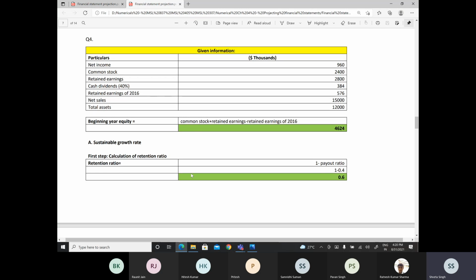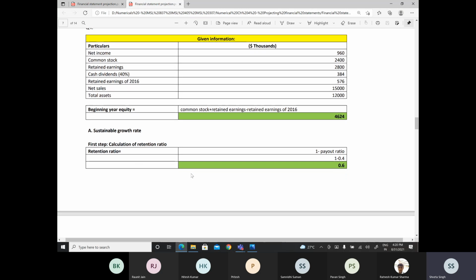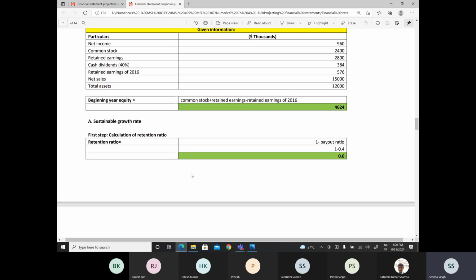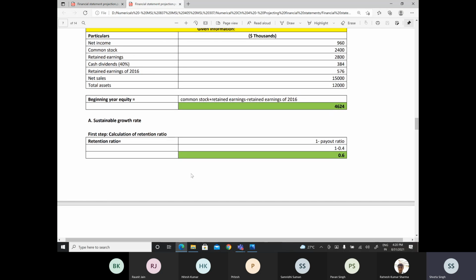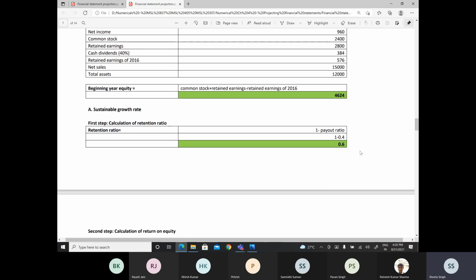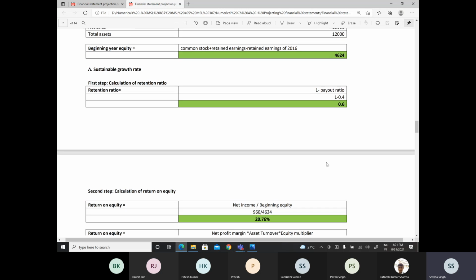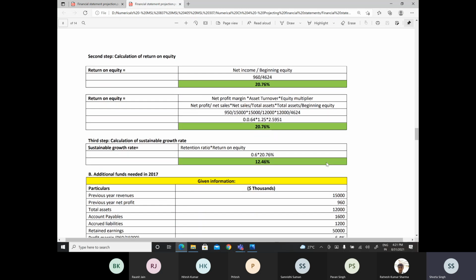Okay. Now first we have to calculate the sustainable growth rate. So for that we need to calculate first the retention ratio. Now all of you know that 40% has been paid off as dividends. So it is common sense that the retention ratio is 0.6, which is nothing but 1 minus the payout ratio of 0.4. Then the second is to calculate the return on equity. Now all of us have the figure of net income given to us at 960.